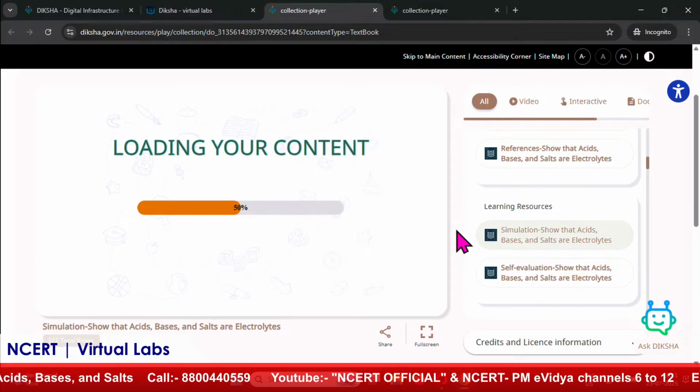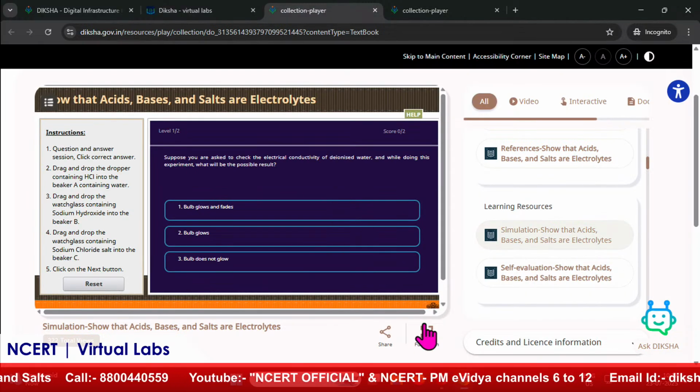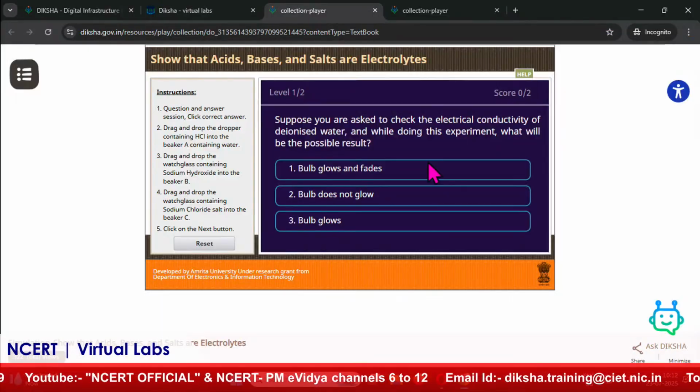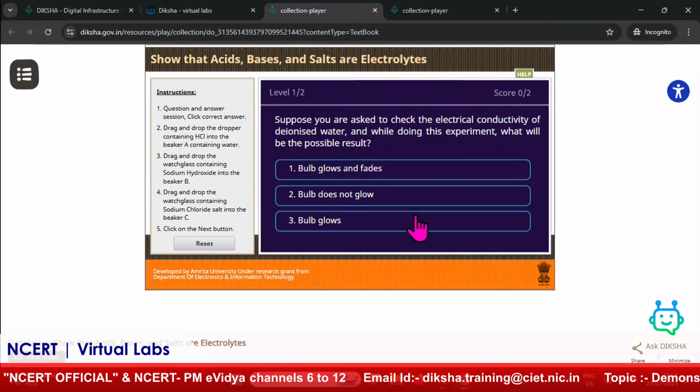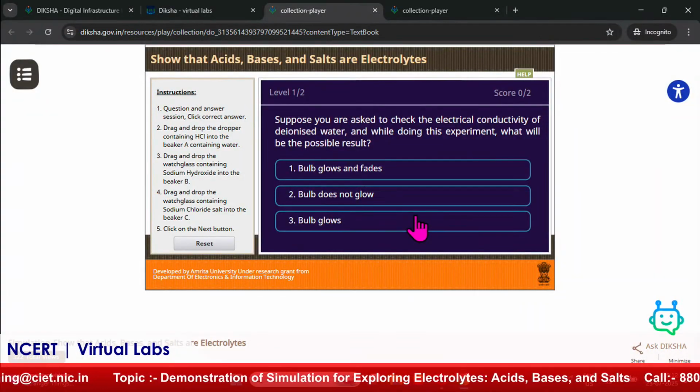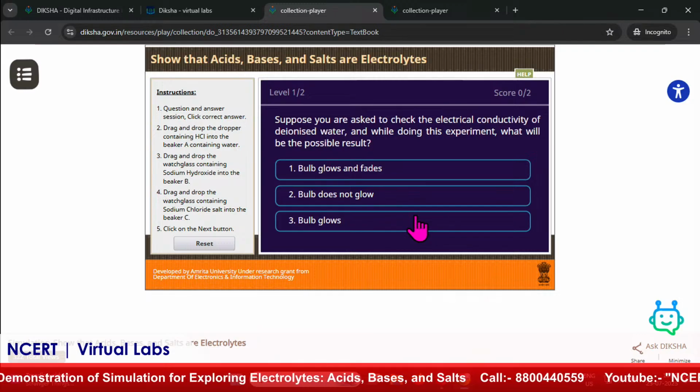Here you can see, when I click on this simulation, this kind of screen has appeared. Now I'll make it full screen. Initially, because we have already understood the concept of electrolyte and the aim and objective of this activity that we are performing today, I'll ask my viewer, and as a teacher we can pose this question to our students also after making them understand the entire process. They can be asked: if we want to check the electrical conductivity of deionized water while doing this experiment, what will be the possible result?